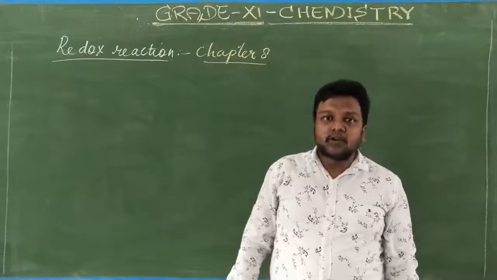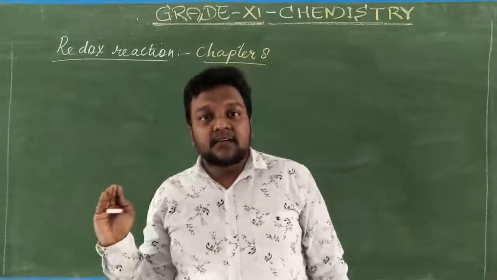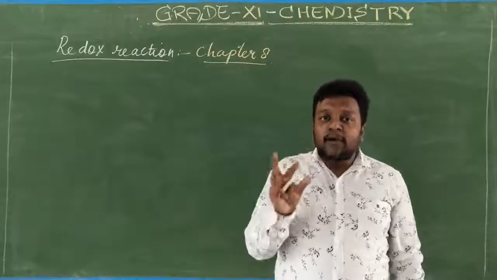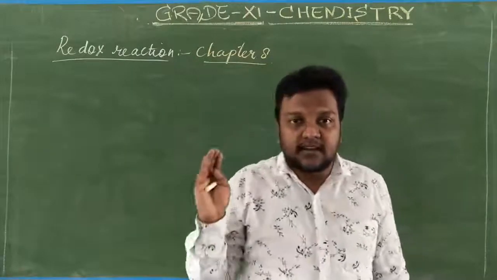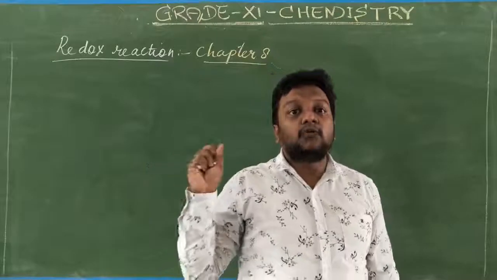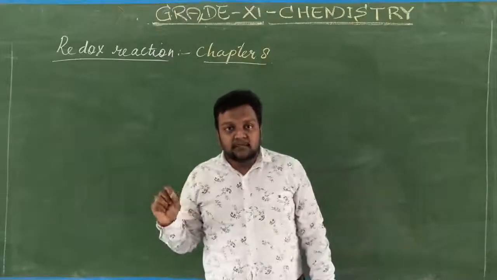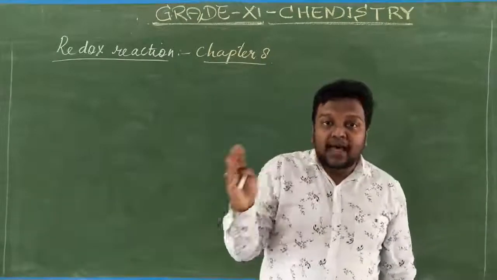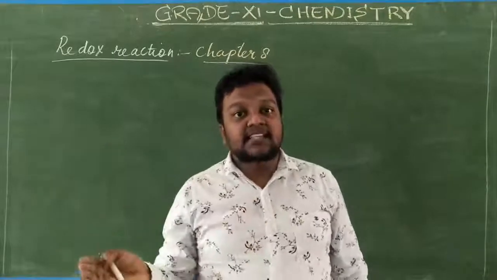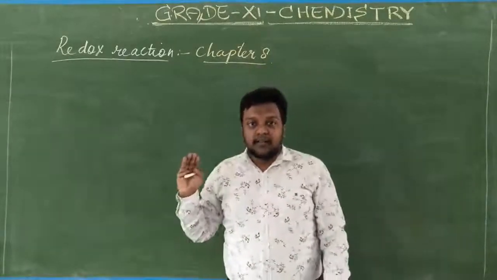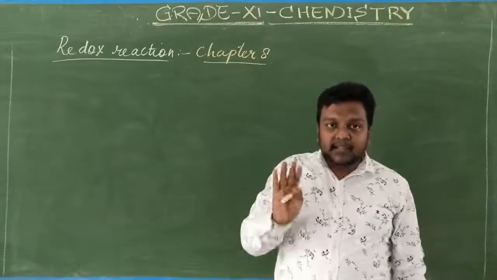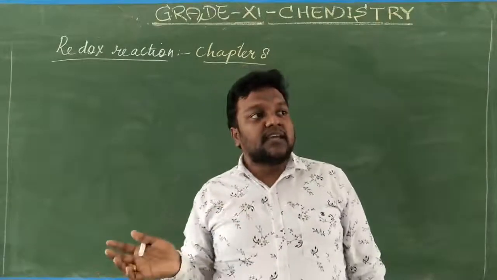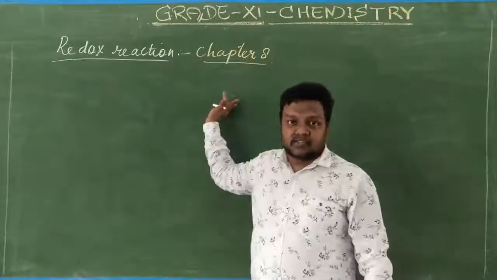So it is a very important chapter, and it's a difficult chapter, provided you understand the concept: how to find out the oxidation and the reduction in a given reaction, how to calculate the oxidation number, and how to balance the reactants as well as the products based on the oxidation number. These concepts are going to be depicted in this chapter. When you understand all these concepts, then it will become very easy for you to study this chapter.